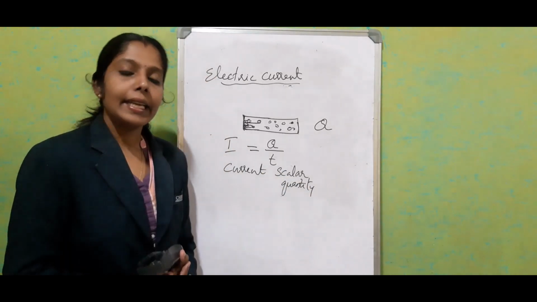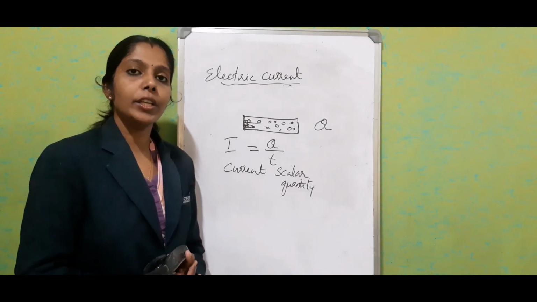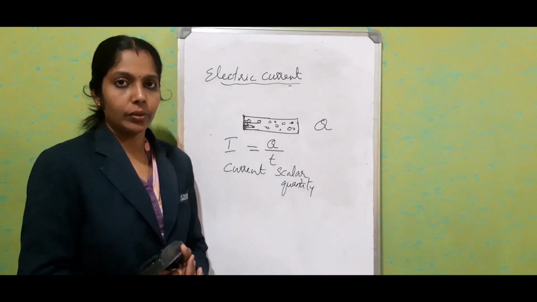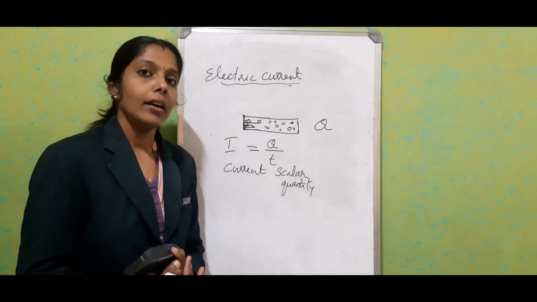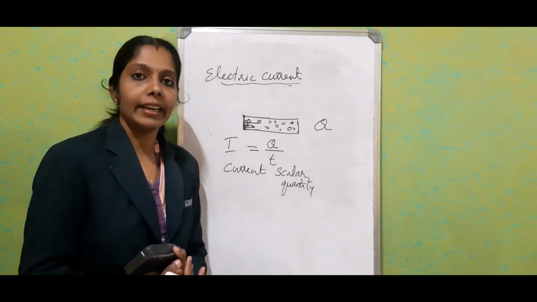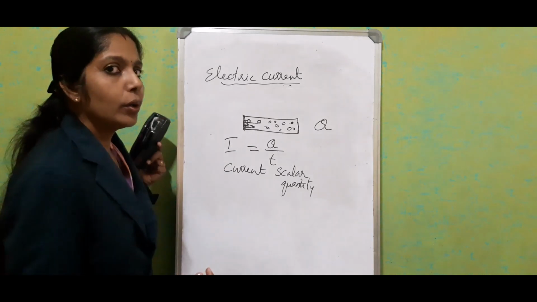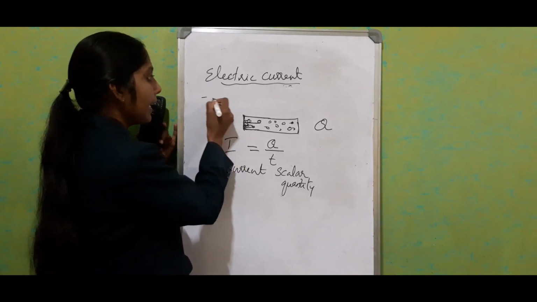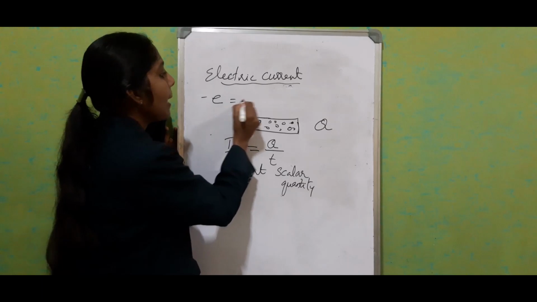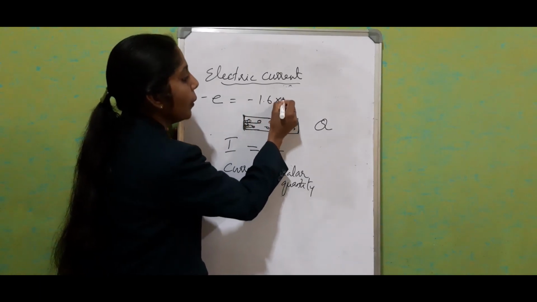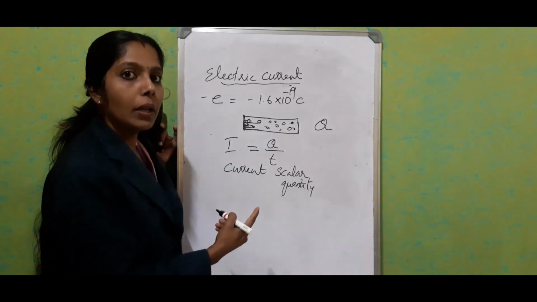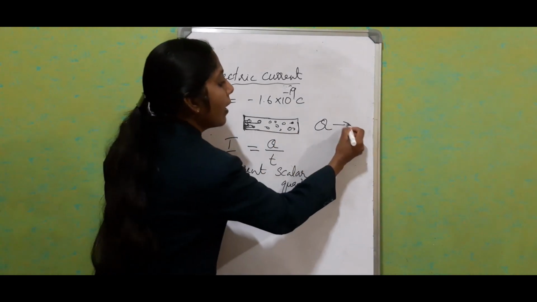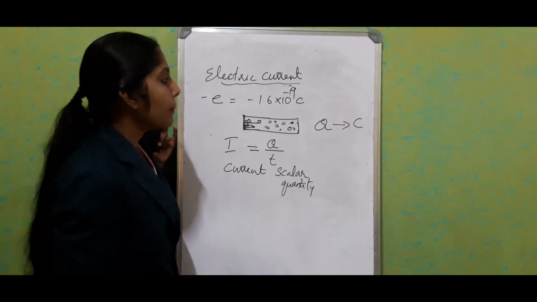We know that in metals, the current flow is due to the movement of electrons, and in the case of an electrolyte, it is due to the movement of positive and negative ions. We know the charge of an electron. It's negatively charged and the value is minus 1.6 into 10 to the power minus 19 coulomb. What is coulomb? It's a unit of charge.